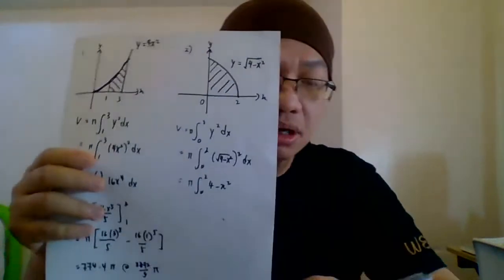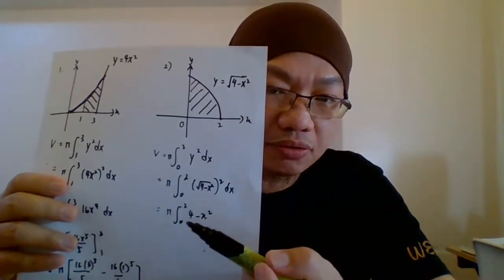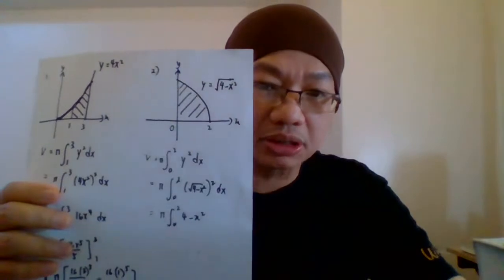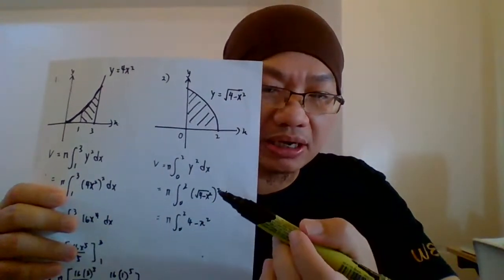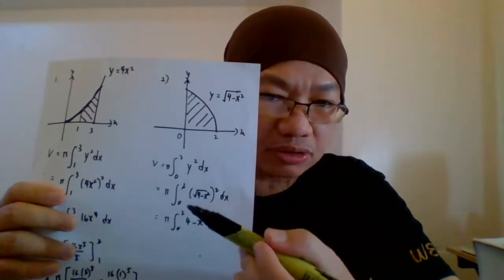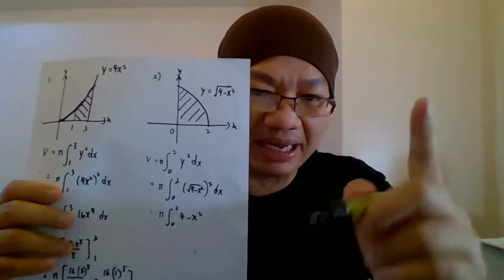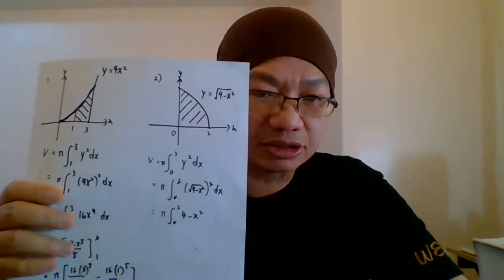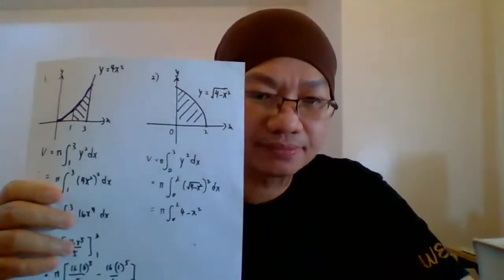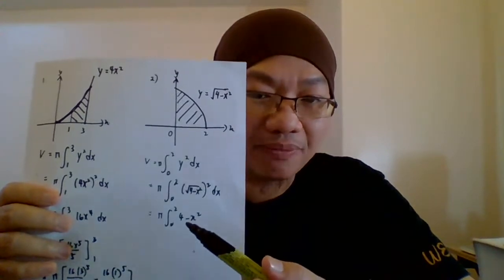It will become pi integral from 0 to 2 of 4 minus x squared. Where did the square root go? Because the square root is already simplified with the square. Square root is power 1 over 2, jumpa 2 here, so 1 over 2 times 2 becomes 1. That's why 4 minus x squared. Square root sudah hilang. Now we start the normal integration here. We integrate against x. So the answer you're supposed to get for 4 is 4x.